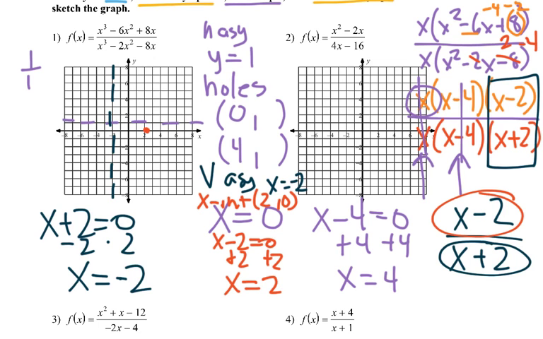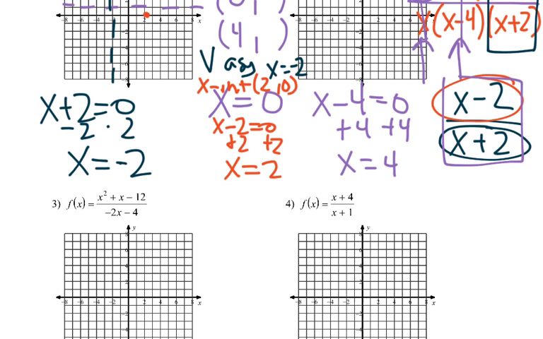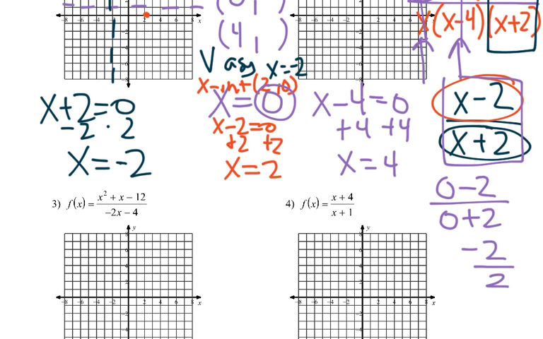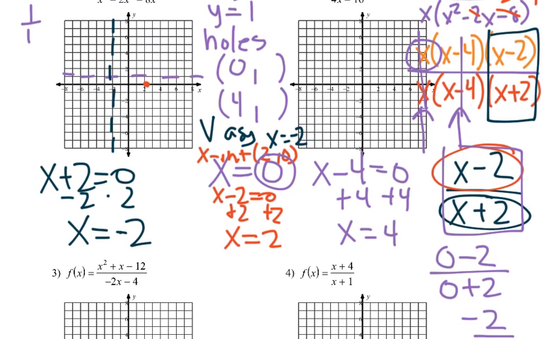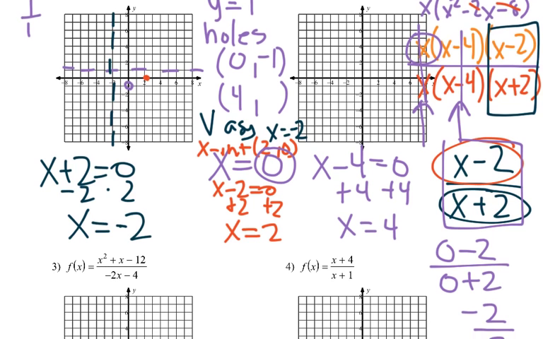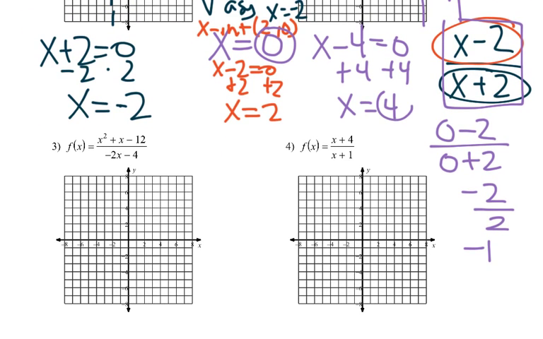Now we need to find the y values for the holes. So you take this piece and plug our numbers in. 0 for x, negative 2 over positive 2 becomes negative 1. So at 0, it's at negative 1. Right here at (0, negative 1), there's a hole. Then we do it with 4.